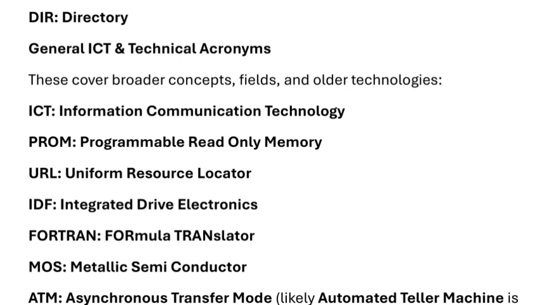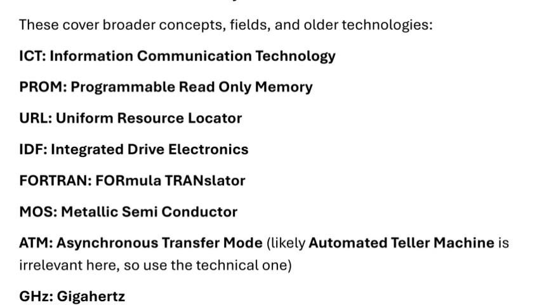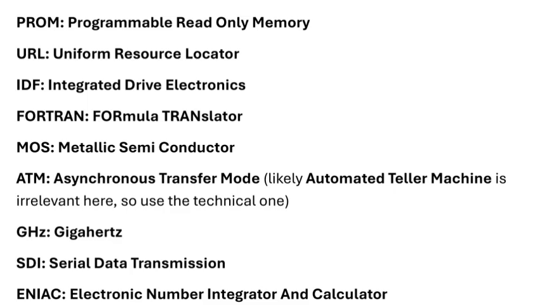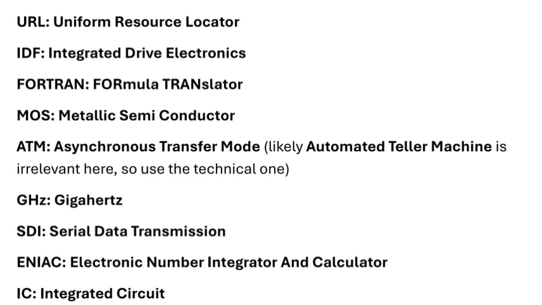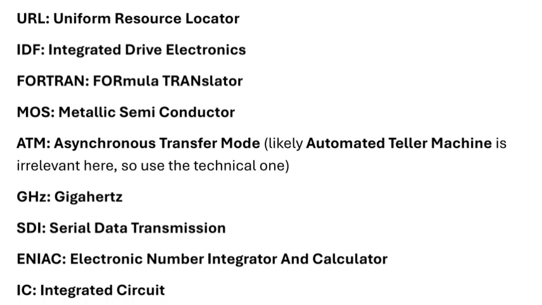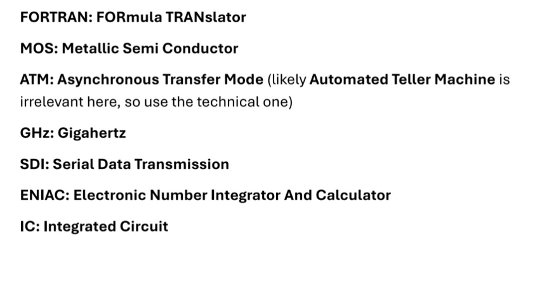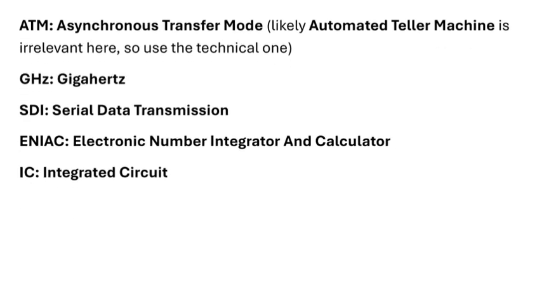General ICT and technical acronyms. These cover broader concepts, fields, and older technologies. ICT, Information Communication Technology. PROM, Programmable Read-Only Memory. URL, Uniform Resource Locator. IDE, Integrated Drive Electronics. Fortran, Formula Translator. MOS, Metallic Semiconductor. ATM, Asynchronous Transfer Mode.